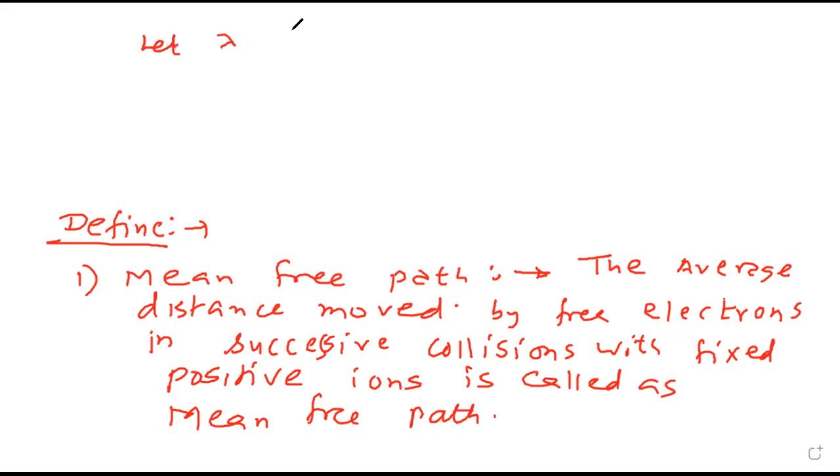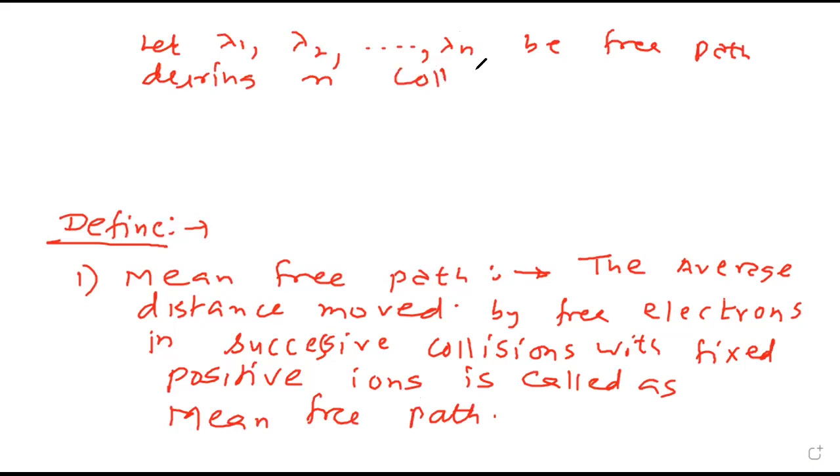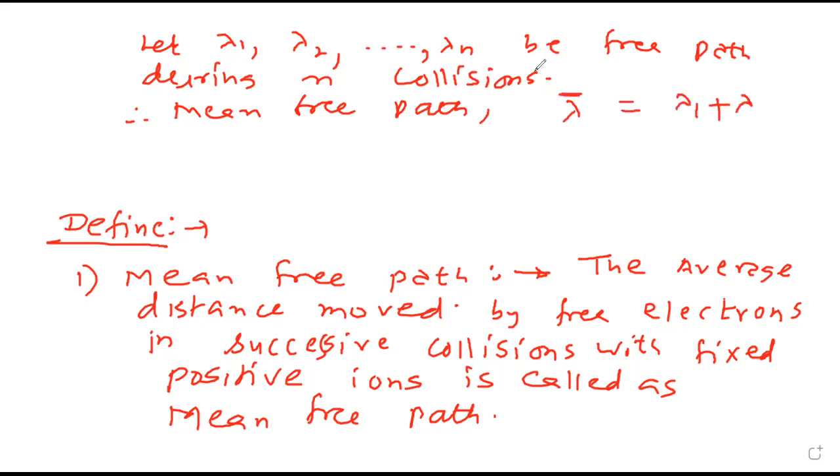Let lambda 1, lambda 2 up to lambda n be free paths during n collisions. Therefore, mean free path, denoted by lambda bar, is lambda 1 plus lambda 2 up to lambda n divided by n. Copy the mean free path definition.